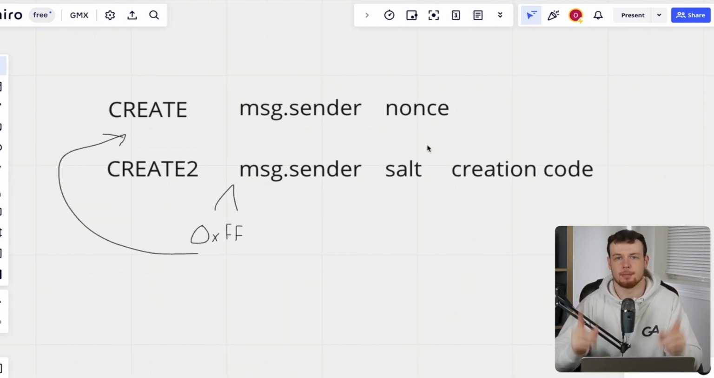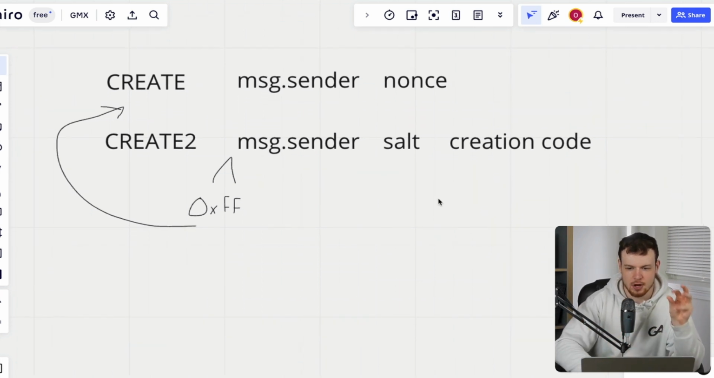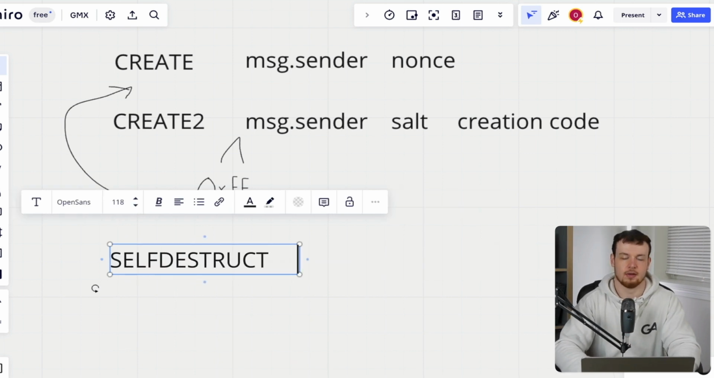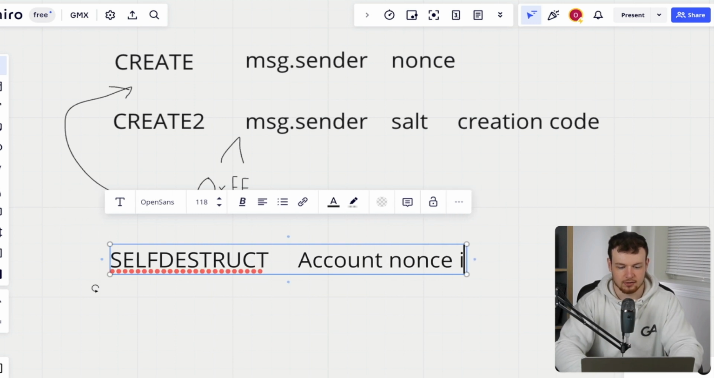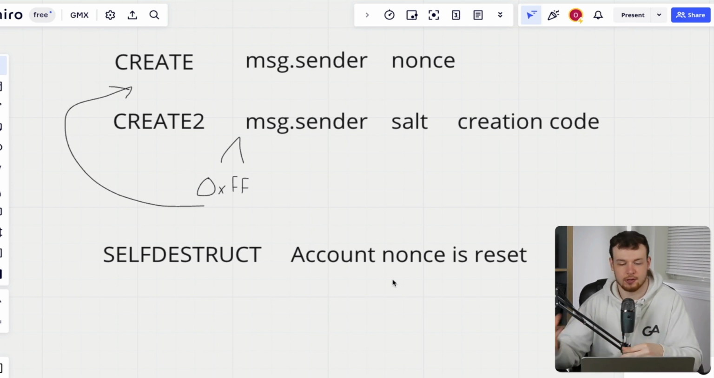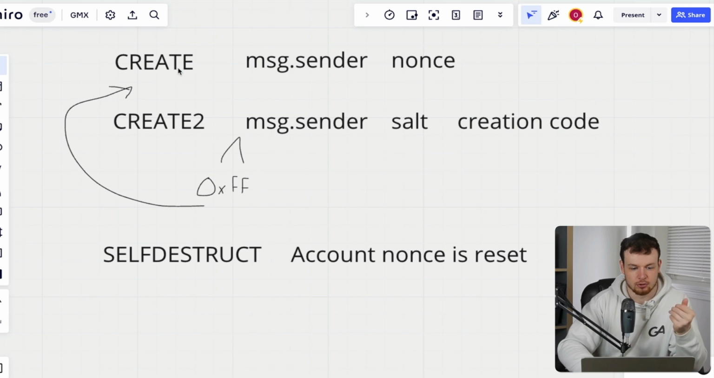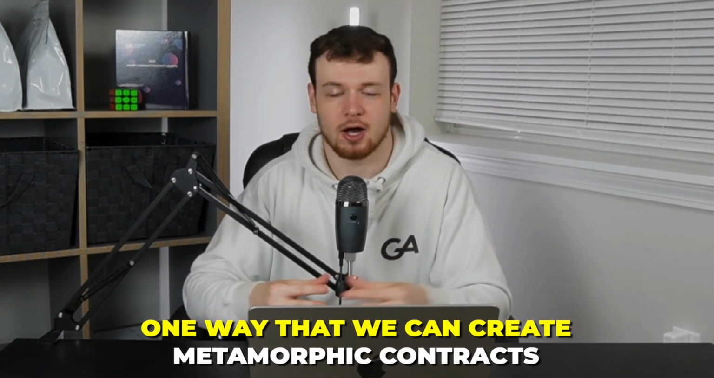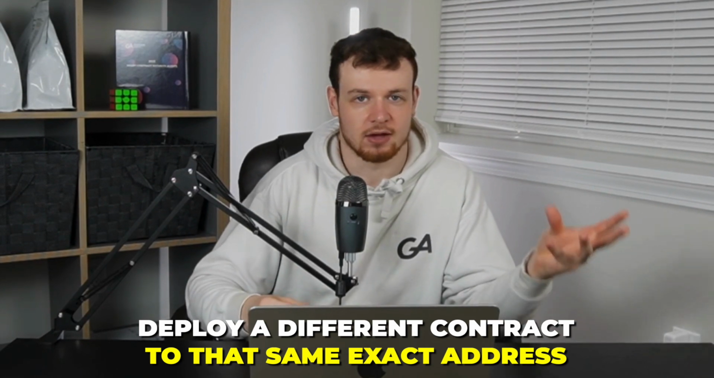And there's another piece of the puzzle we need to note first: on self-destruct, the account nonce is reset. That is key to enabling metamorphic contracts in one particular variation, because you'll notice that create depends on the message.sender and the account nonce. So you might already be able to see one way we can create metamorphic contracts: we deploy a contract initially to one address, have that contract get self-destructed, and then end up being able to deploy a different contract to that same exact address.